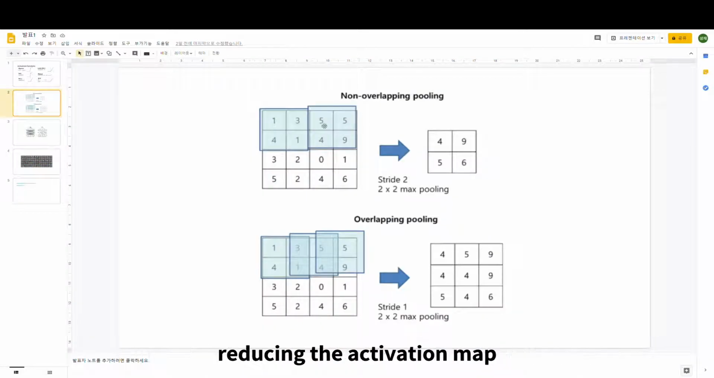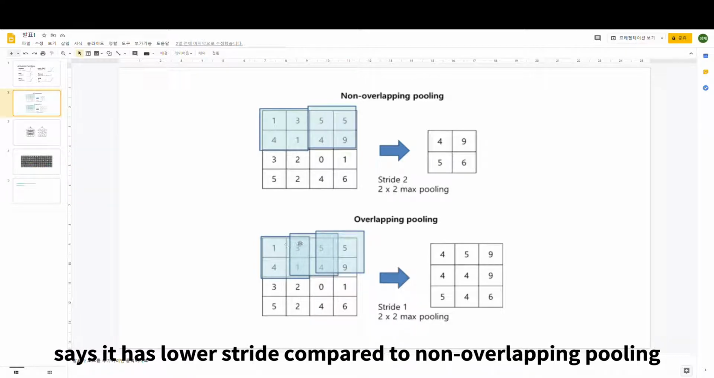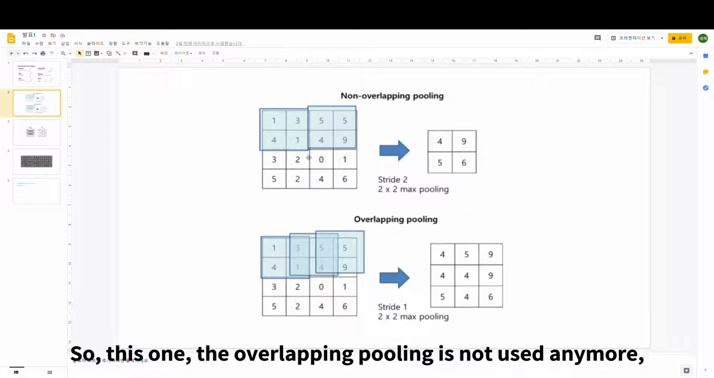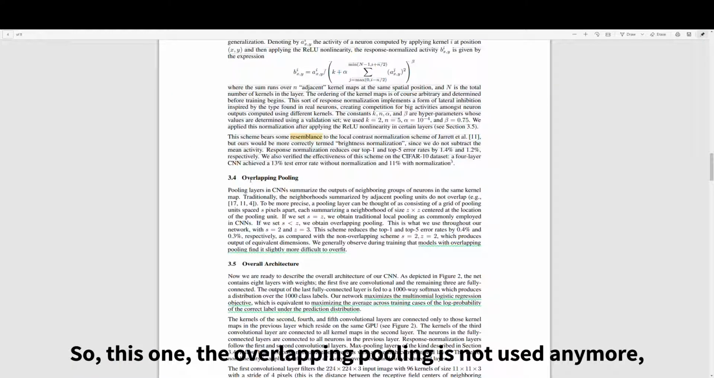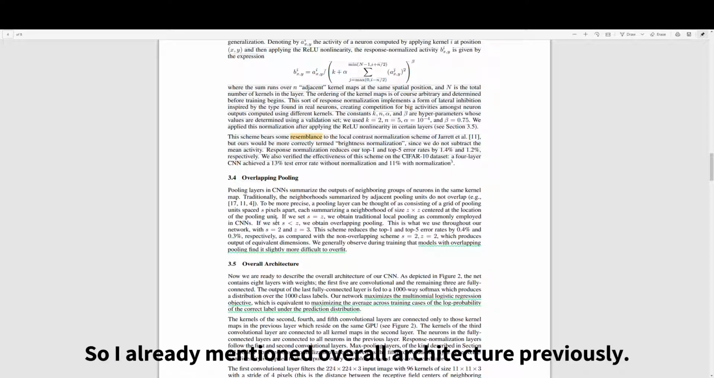is reducing the activation map efficiently without any learnable parameters, for faster training time or faster inference time. But the overlapping pooling, since it has a lower stride compared to non-overlapping pooling, results in a bigger activation map. So the overlapping pooling is not used anymore, as far as I know.